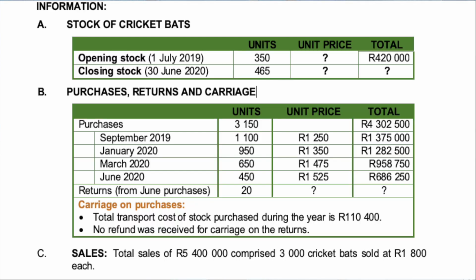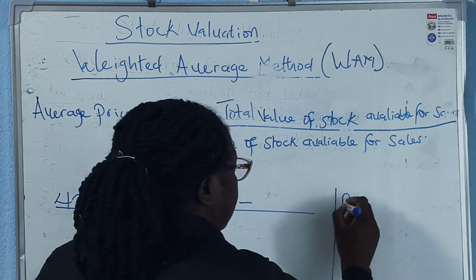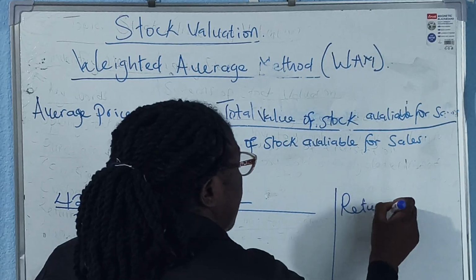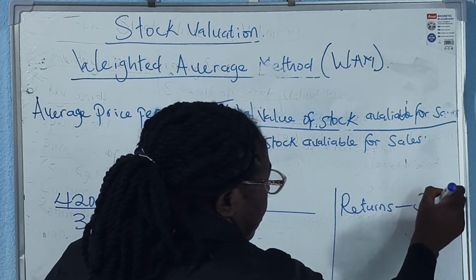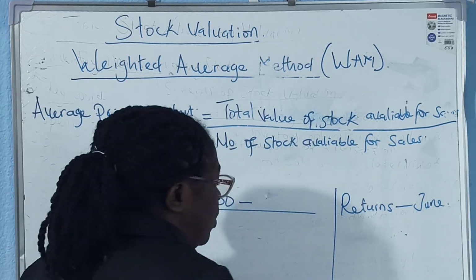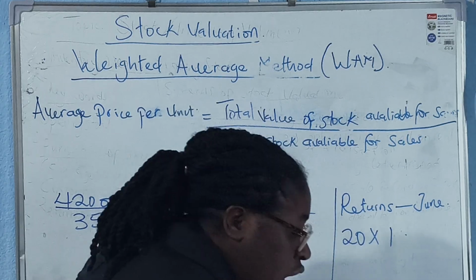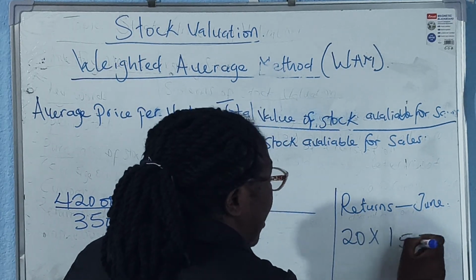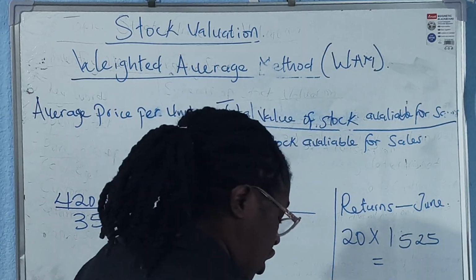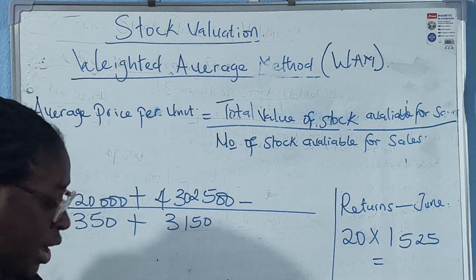Yes, I have 20 returns, and the total value of my returns is what we need to calculate here. Let's calculate the total value of our returns. Our returns is from the month of June, and then we said we return 20 units, and then we multiply that by the unit price for the month of June, which is 1,525, to get the total amount of our returns.